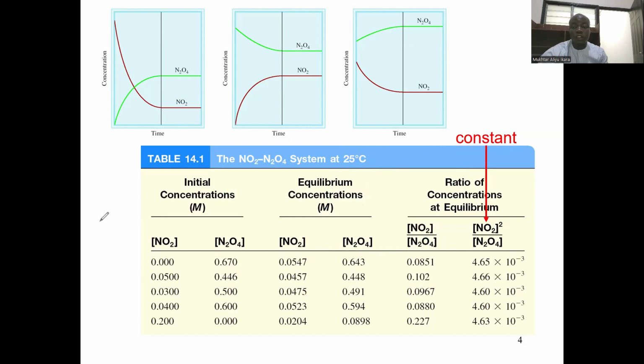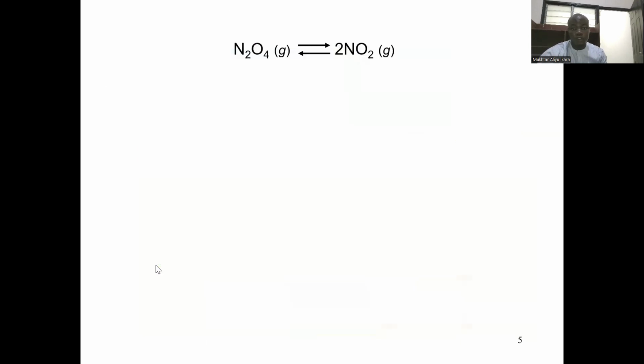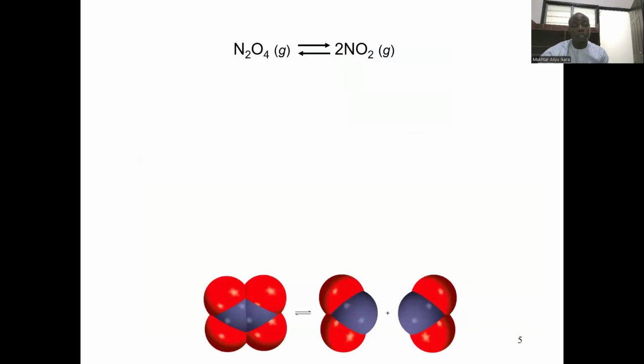So that is the equilibrium constant. For example, here we still have the nitrogen tetraoxide, which decomposes to produce nitrogen dioxide, so 2 molecules of nitrogen dioxide. To get the Kc, which is the equilibrium constant, we take the concentration of the product, and of course the coefficient here is 2.